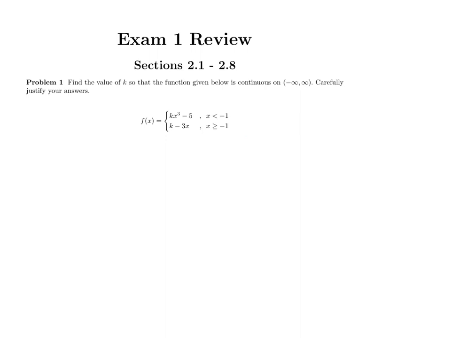This is the same thing as saying the limit from the left of the function has to be equal to the limit from the right at -1. So we want that the limit as x approaches -1 from the left of f of x is equal to the limit as x approaches -1 from the right. If those are the same, the limit at -1 will exist and this function will be continuous.